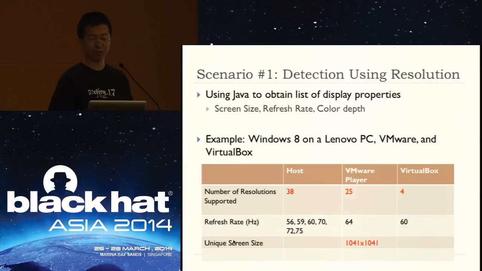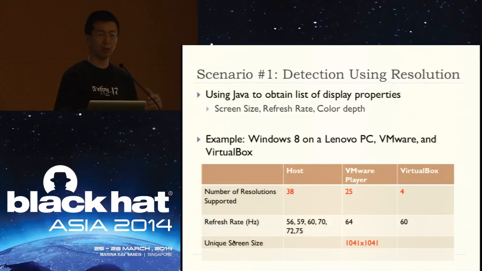And then sometimes you also see a really weird screen resolution. For example, we saw that VMware's actual support is 1041 by 1041. At least to our knowledge, this is pretty rare because in a regular physical display, the screen resolution is usually an even number, not an odd number. But if someone knows why this happened, let us know.